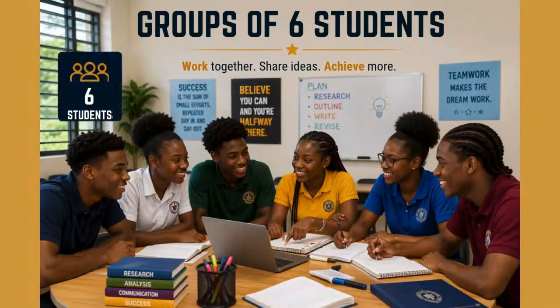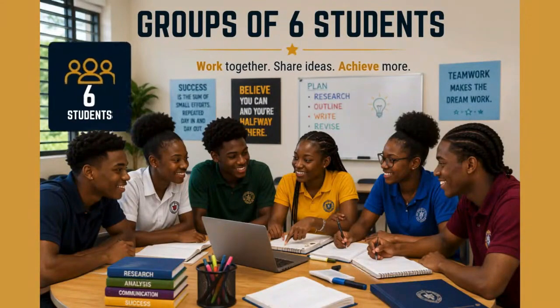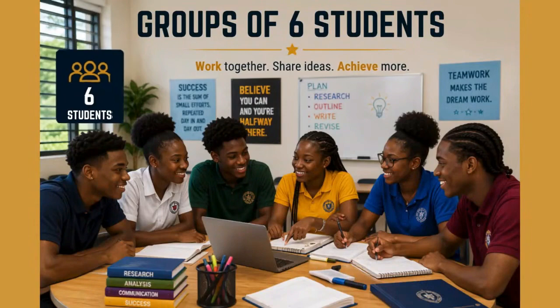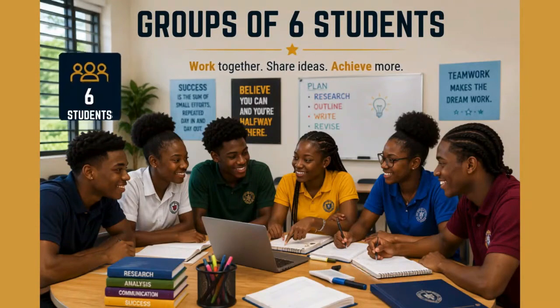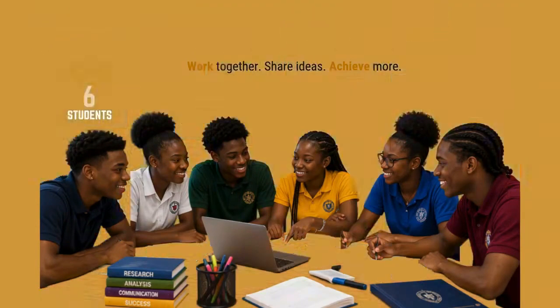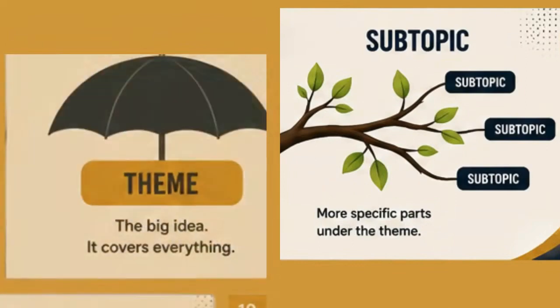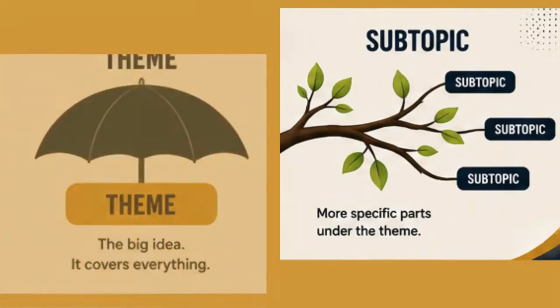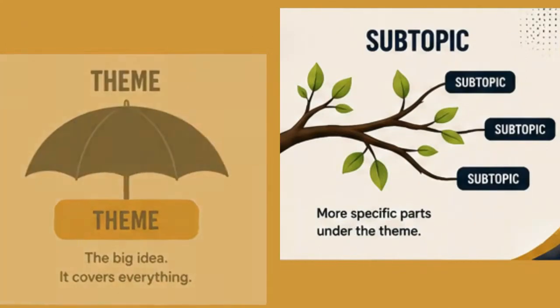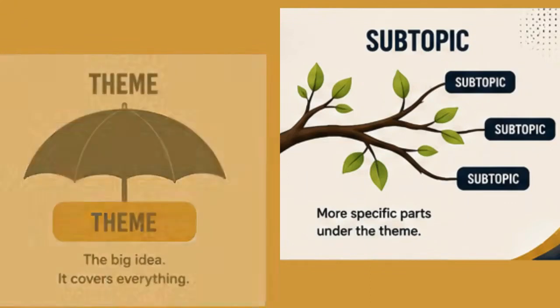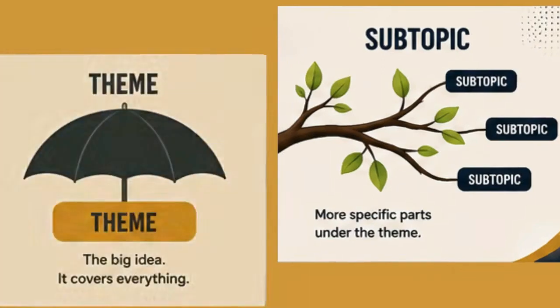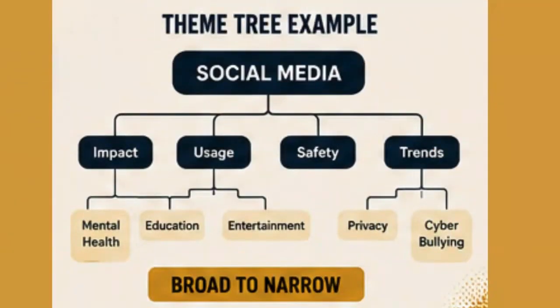Now let's talk about how the SBA is organized. Students work in groups of up to 6 members. The group chooses one broad theme. Each member then selects an individual subtopic connected to that common theme. Although the group collaborates throughout the process, each student still produces an individual portfolio.